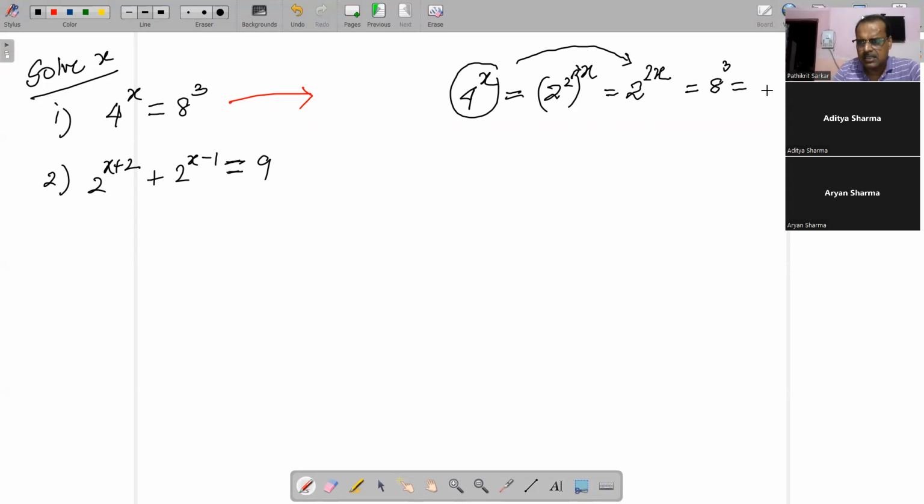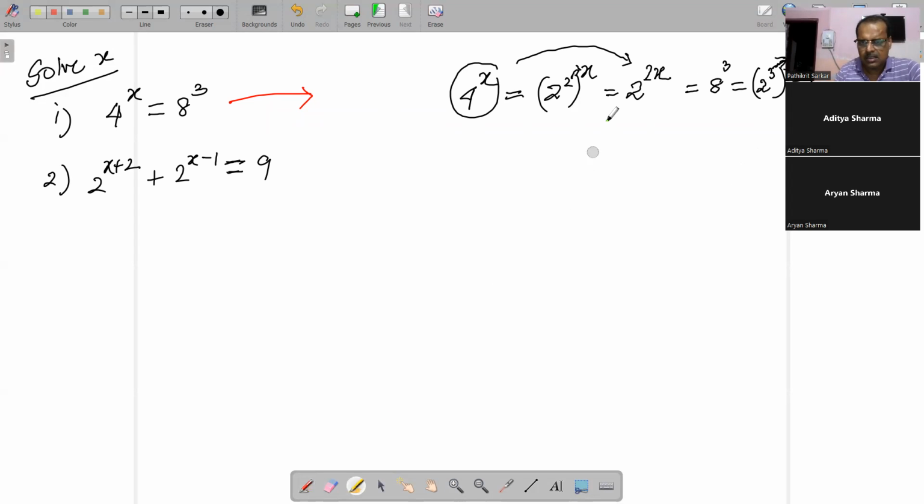तो यहाँ पर हम क्या लिख सकते हैं सर? यहाँ पर 8 की जगह we can write down 2 cube whole to the power 3. That means 3 into 3 multiply होगा. So 3 into 3 if you multiply it comes down to 2 to the power 9.